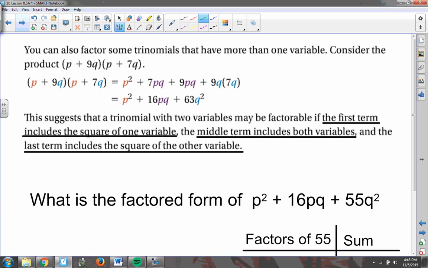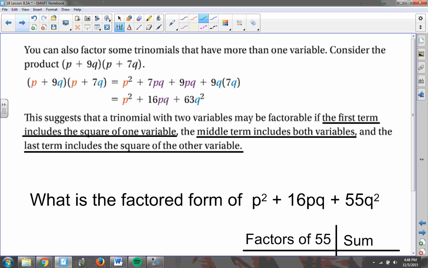And we will look at polynomials that have more than one variable in them. Your book there in the middle of page 514 says this. You can also factor some trinomials that have more than one variable. Consider the product p plus 9q times p plus 7q.